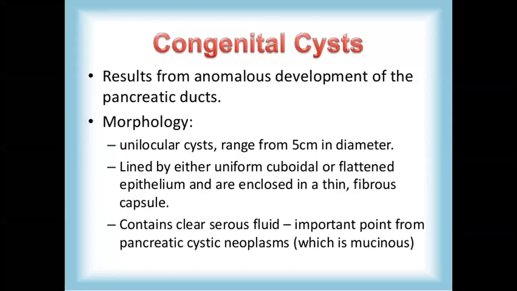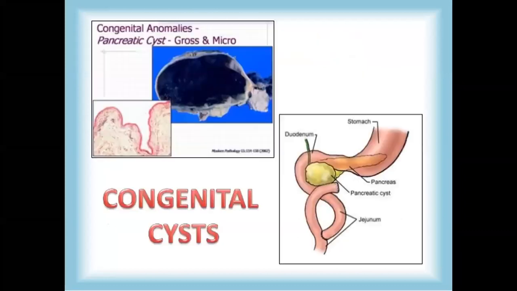It contains clear serous fluid, an important finding for pancreatic cystic neoplasm, which is mucinous. Now, these are the congenital cysts, which you can see.